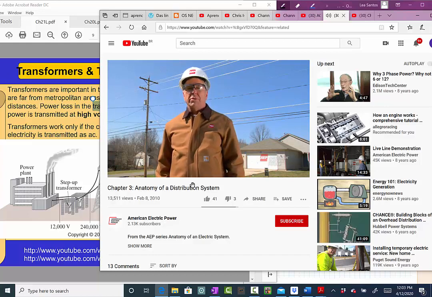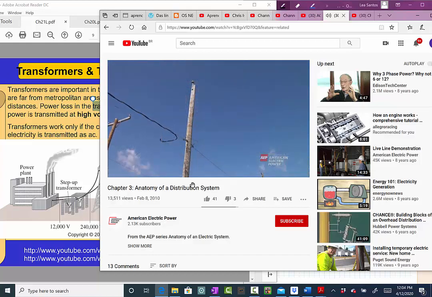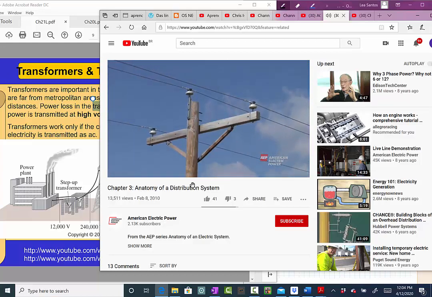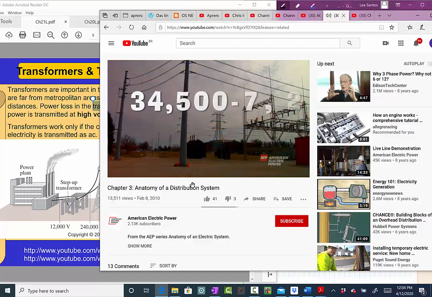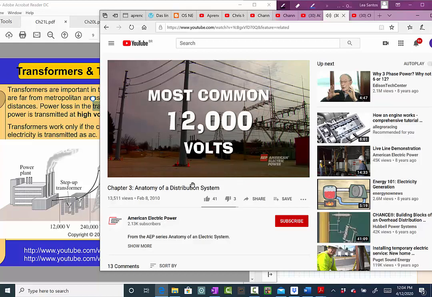While the distribution poles and wires appear harmless, they must still be treated carefully and with safety in mind. Even the amount of electricity delivered to your home can cause serious injury if mishandled. Let's now explain what's on a typical distribution pole from the top to the bottom. At the top of the pole are the primary or main wires. These wires are coming from a nearby substation and can carry anywhere from 34,500 volts to 7,200 volts. The most common voltage is 12,000.